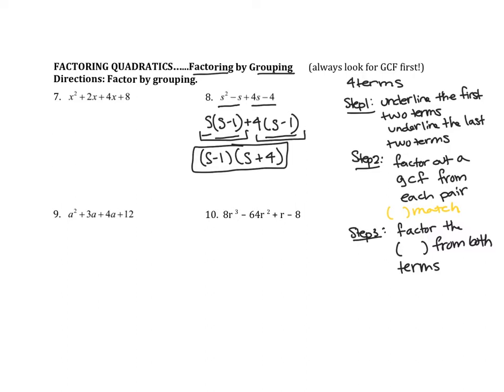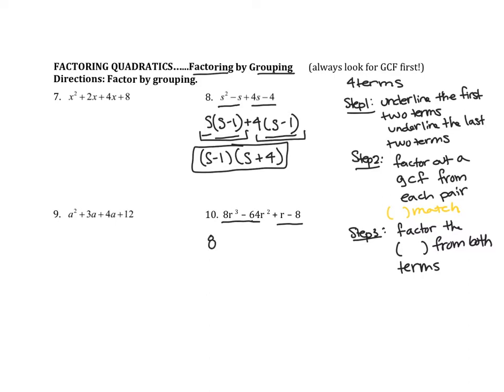So let's look at number 10. Number 10, I'm going to do my steps. So I'm going to underline the first 2, and I'm going to underline the last one. Step 2, I'm going to factor out a GCF from each pair. So I notice that I have an 8 and a 64. They both have an 8 in common.